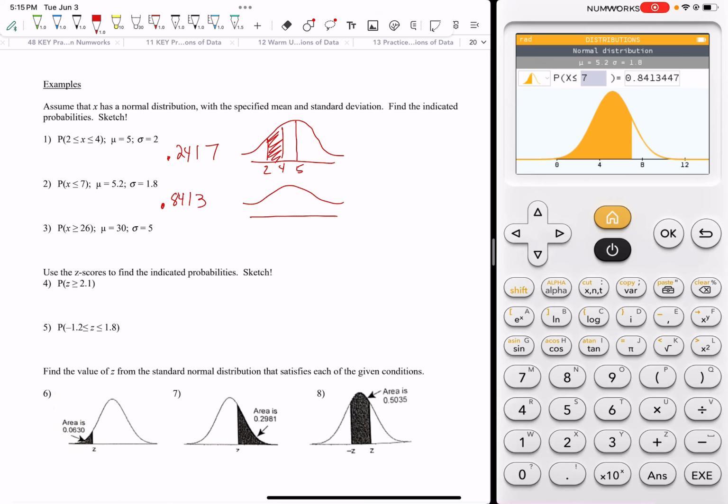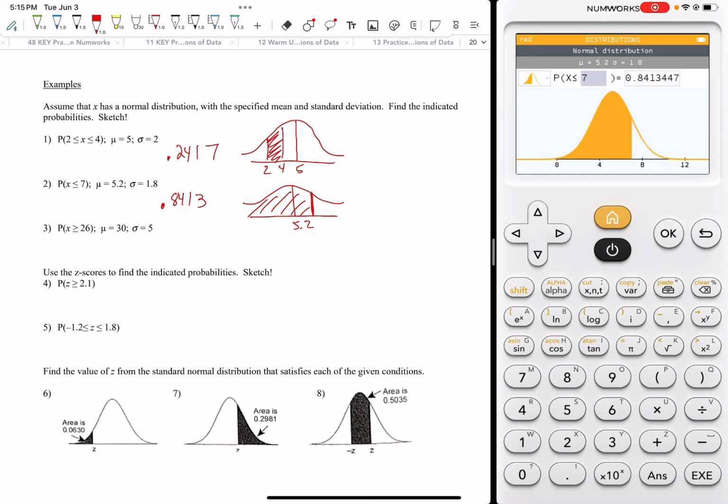Again, here's our sketch. Here's our normal curve. Here's our 5 for the mean, or 5.2 rather. And again, we're looking at when it's less than or equal to 7. So 7 is somewhere over here, and we want all of this area. It should make sense that it's bigger than a half because it's bigger than the mean, right? In other words, that endpoint is larger than the mean.